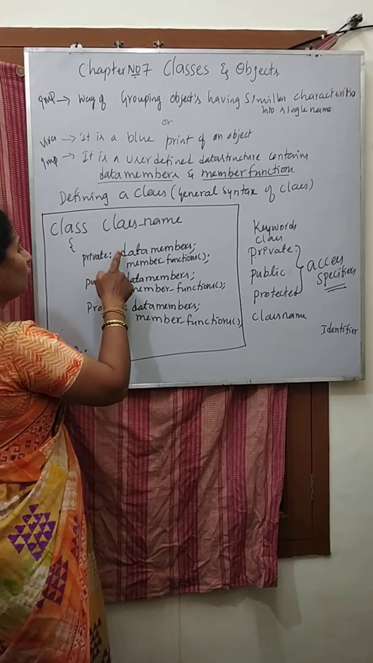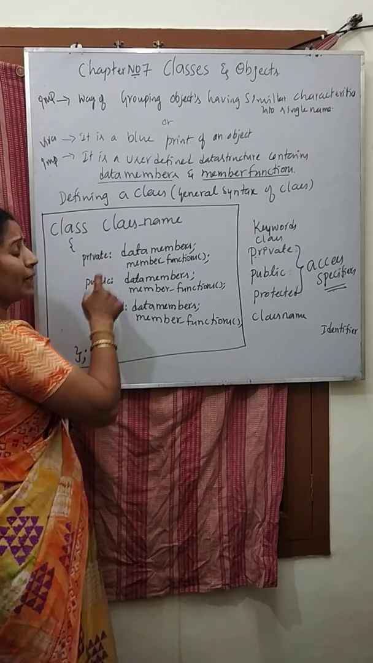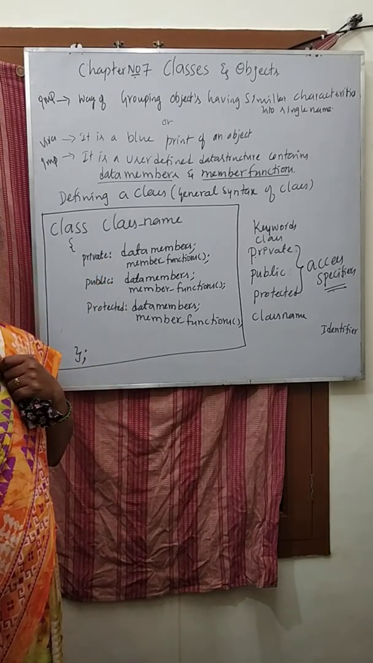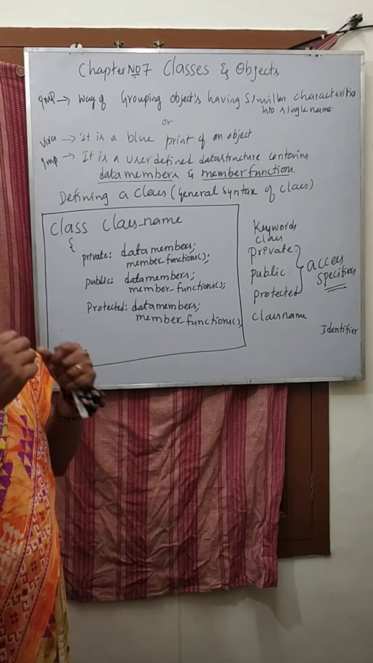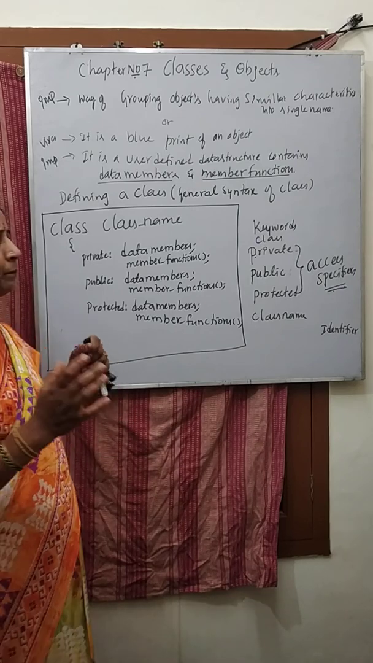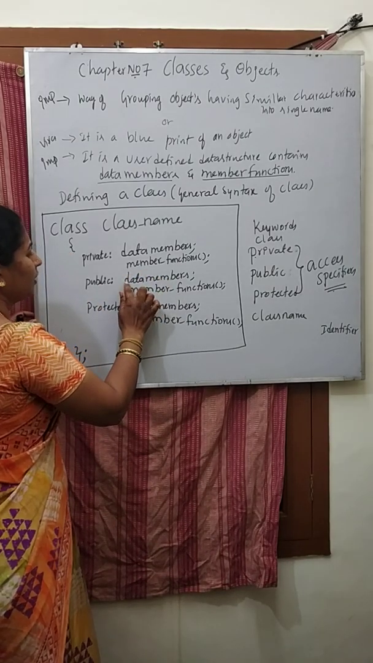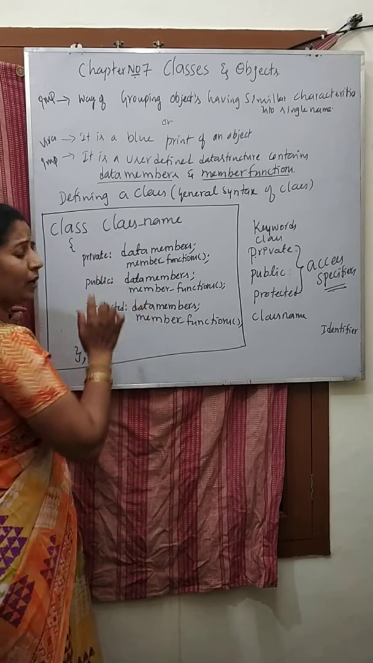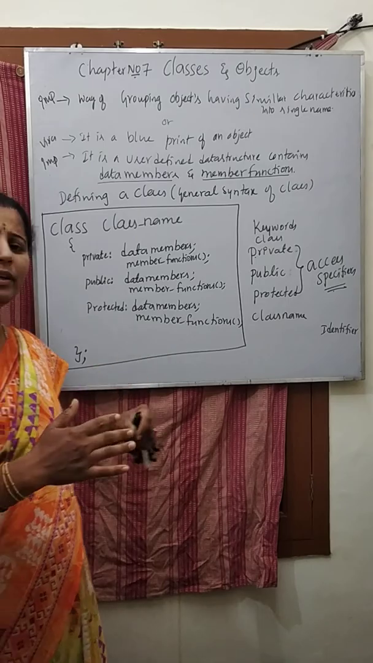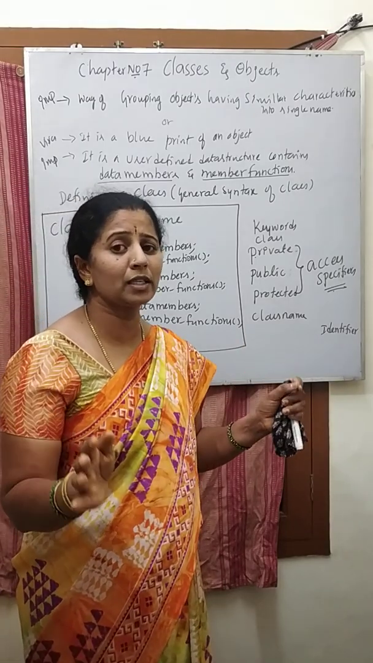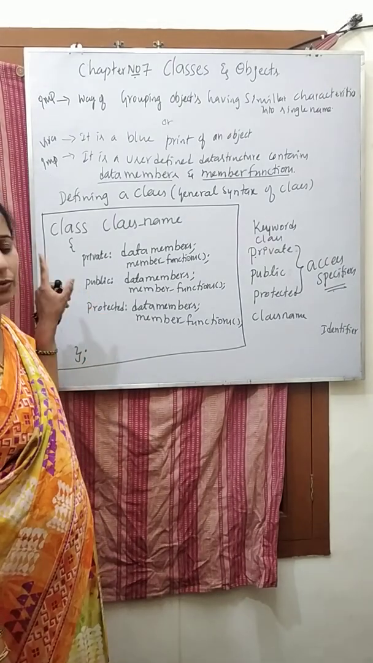If you declare those data members and member functions as private only, it's my purpose. I cannot allow anyone to access my data. It's my own private property. Public. The members which are declared under public as a data member and member function can be accessed by anyone. I am leaving that for anyone to access. There are no restrictions with the public access specifier.